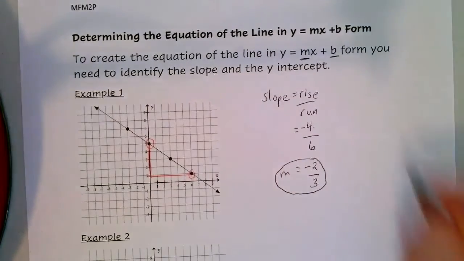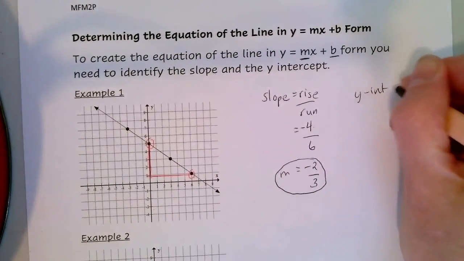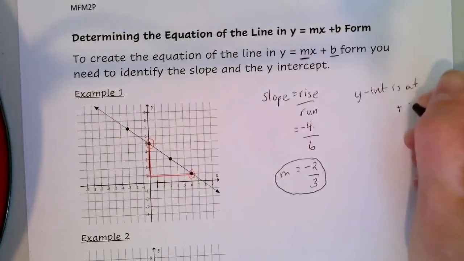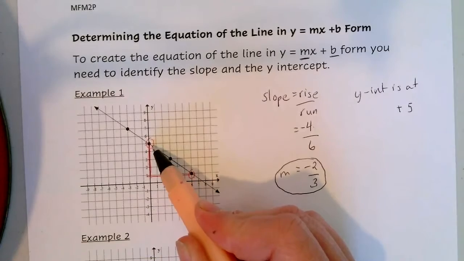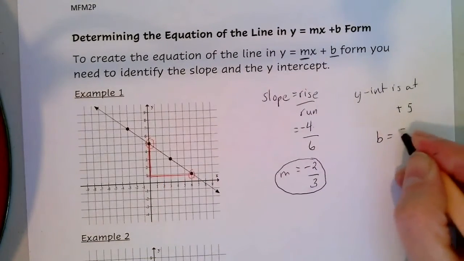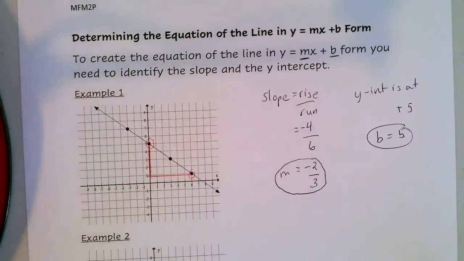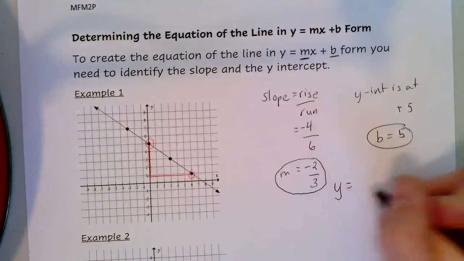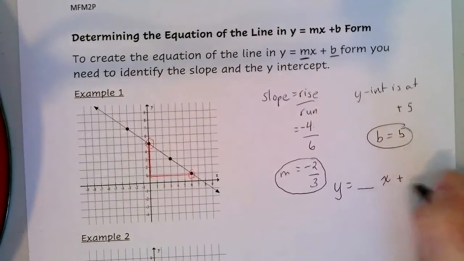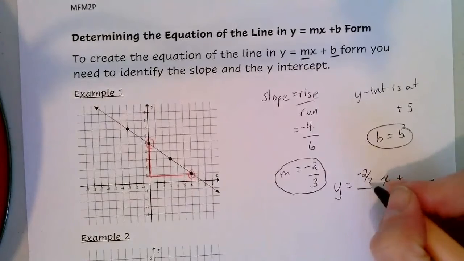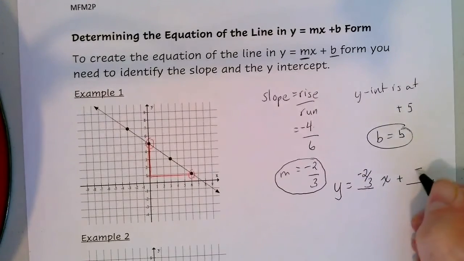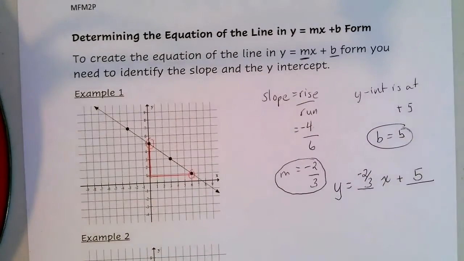Then we look at our graph and we see the y-intercept is at positive 5. It's right here. This is where our graph crosses the y-axis at positive 5. So that means we have a b value in our equation equal to 5. Now we take these two pieces of information and we replace m and b in y equals mx plus b. So our slope is negative 2/3 and our y-intercept is positive 5. Now we have our equation in y equals mx plus b.